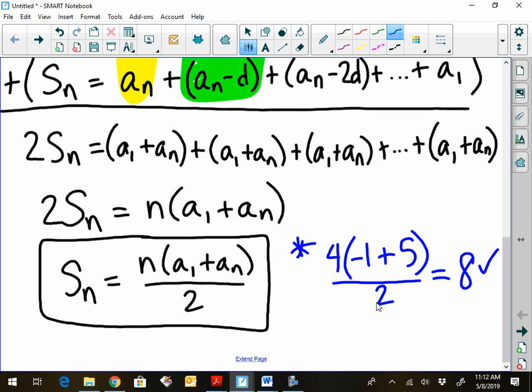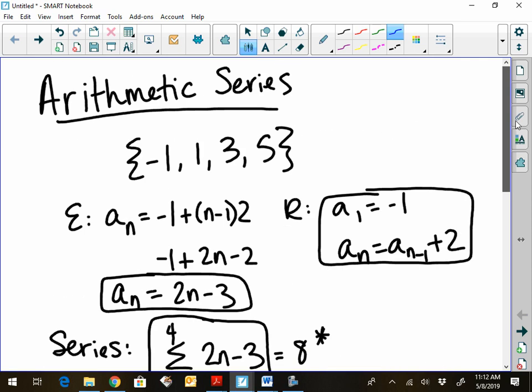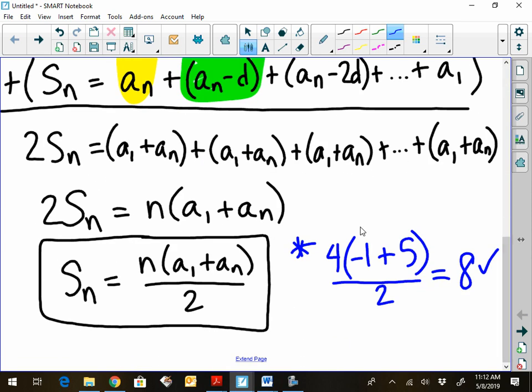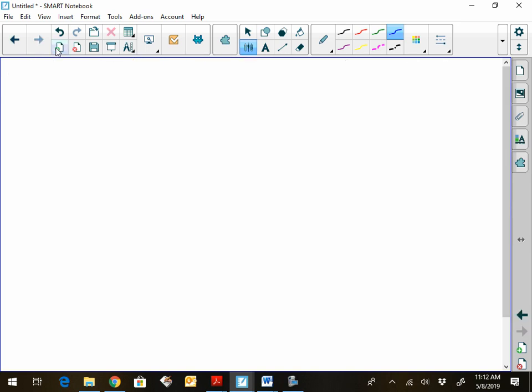So in general, we have this formula, and then we just showed that it also works if we look at a specific example. So using this, notice where we found our n from, our a sub 1, our a sub n. All right, so that's for an arithmetic series. Now what about for a geometric series? We're going to prove that one also. So our proof for our geometric series.